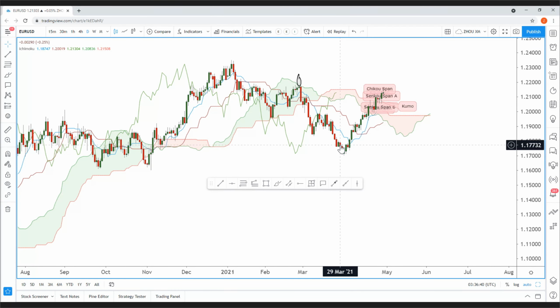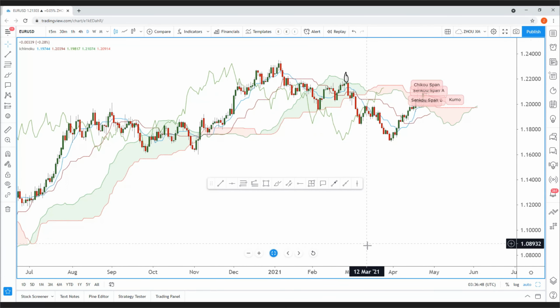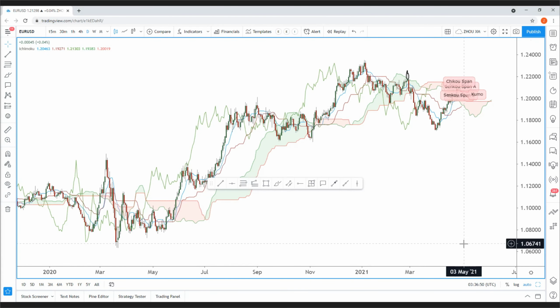So this is basically the main gist of the Ichimoku cloud, which is the limitation of not being able to trade in an oscillating market, or rather a ranging market, but it can only be used in a trending market.